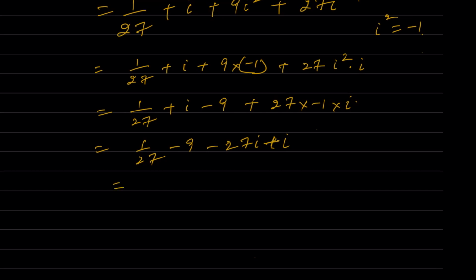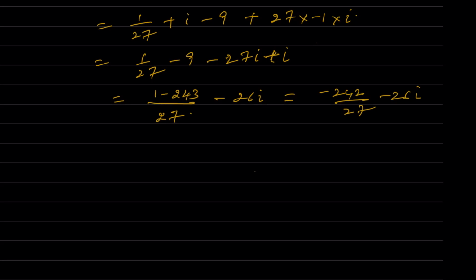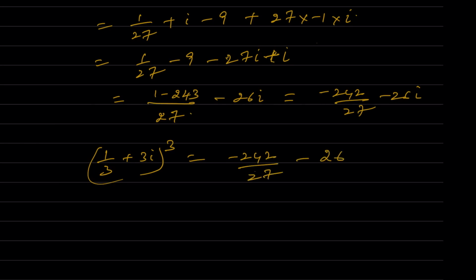So therefore this is equal to, you can take the LCM. LCM is here 27. So what are we getting? 27 into 9, 9 sevens are 63. (1/3 + 3i) whole cubed is equal to minus 242/27 minus 26i.